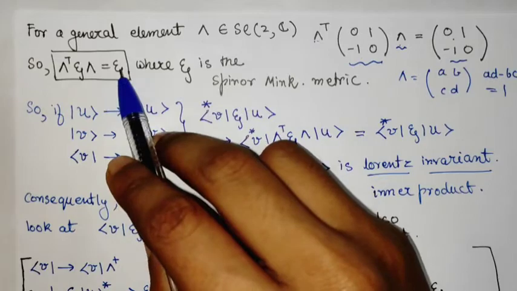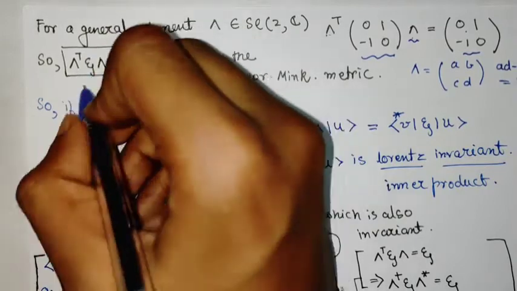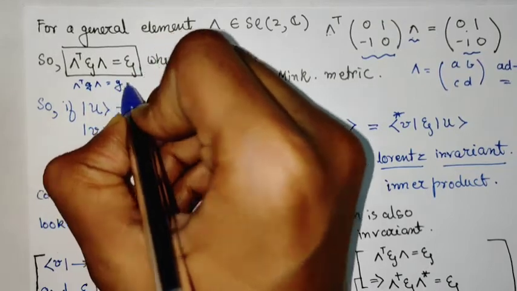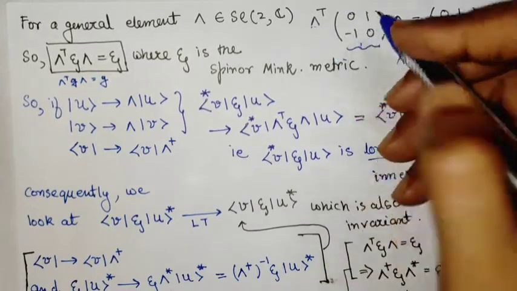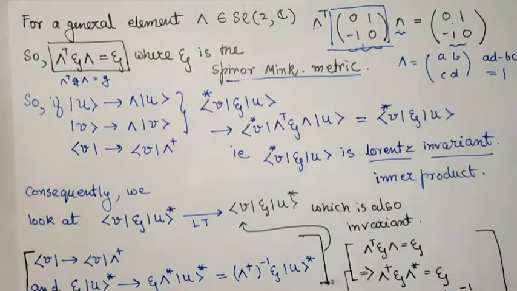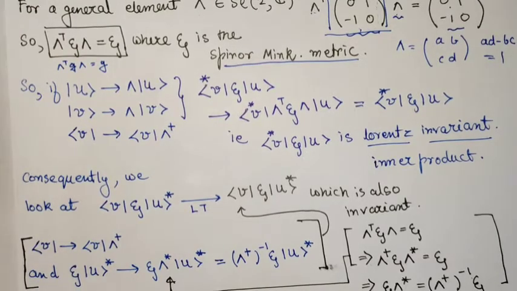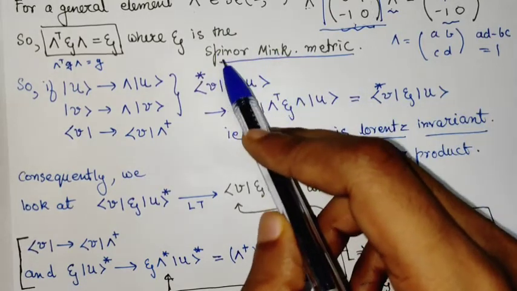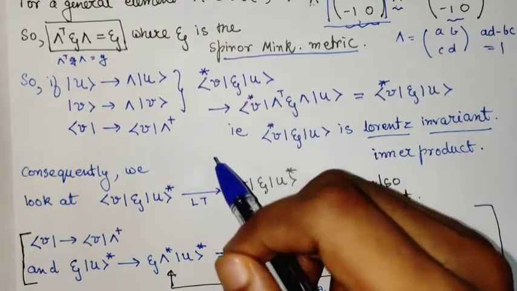It is quite similar to the Lorentz transformation, when we say that the Minkowski metric g mu nu transforms such that under Lorentz transformation the metric is invariant. So similarly this epsilon that we have here, this particular 4 matrix, is called a spinor Minkowski metric, corresponding to the Minkowski metric for the Lorentz transformation of 4 vectors. Once we have this metric, we can use it to perform inner products of different spinners such that the inner product is Lorentz invariant.